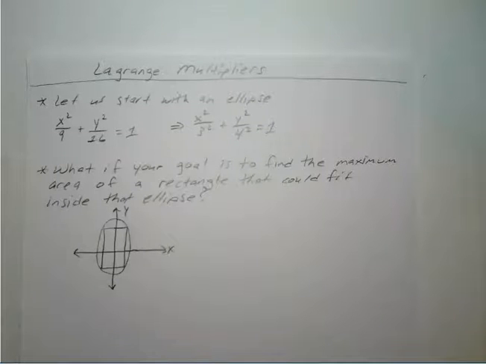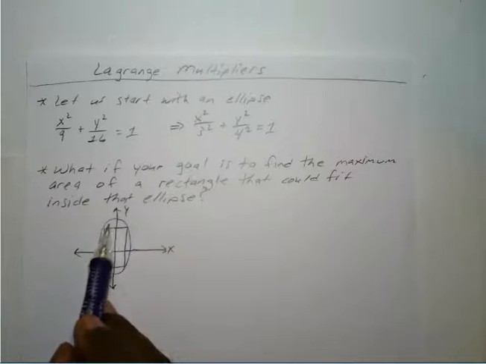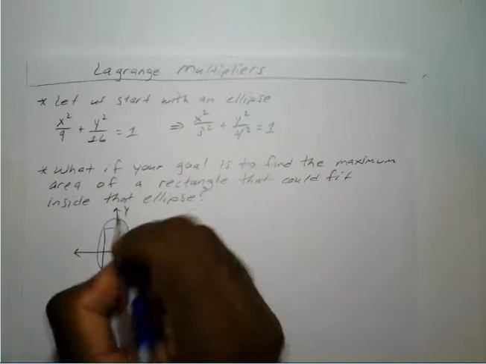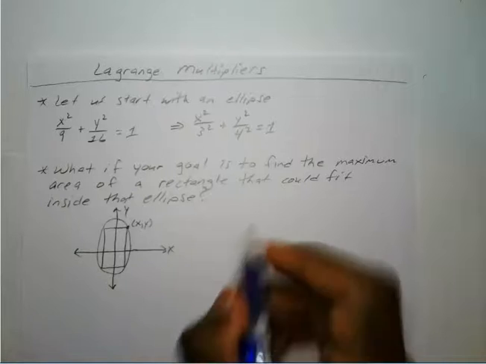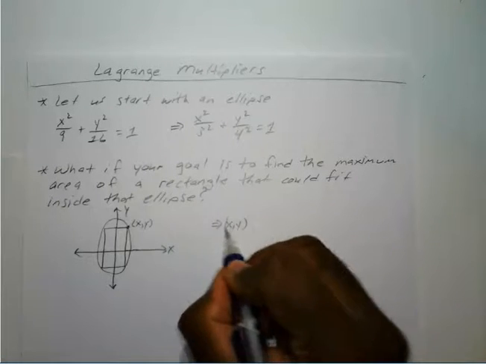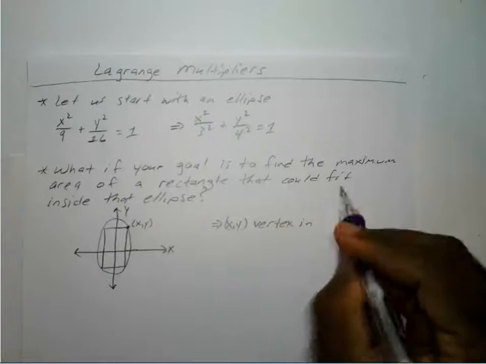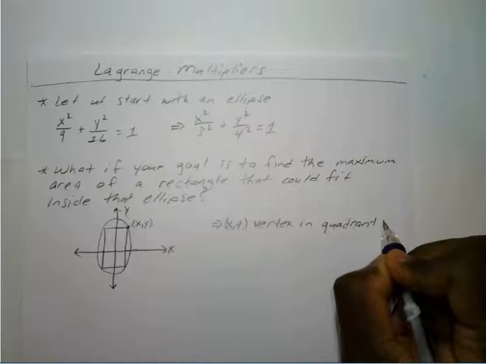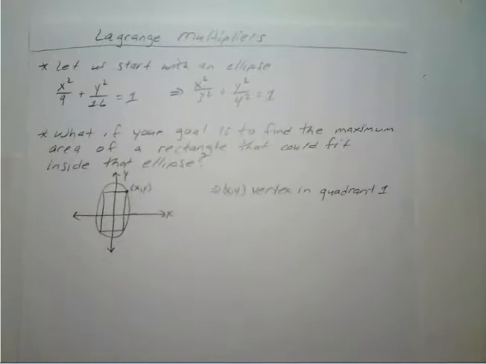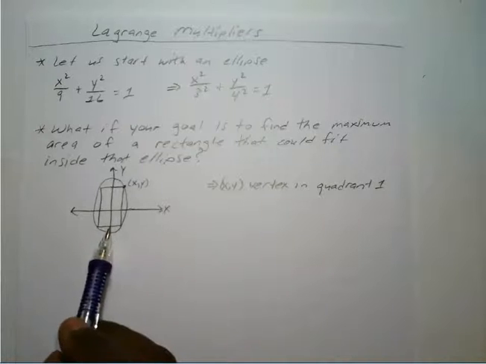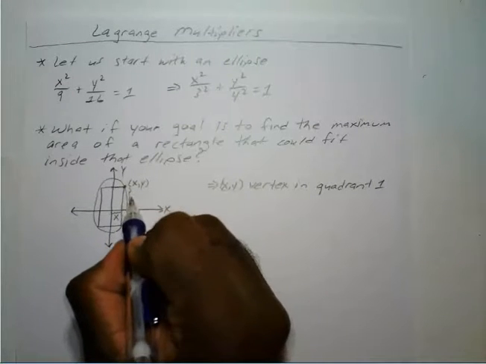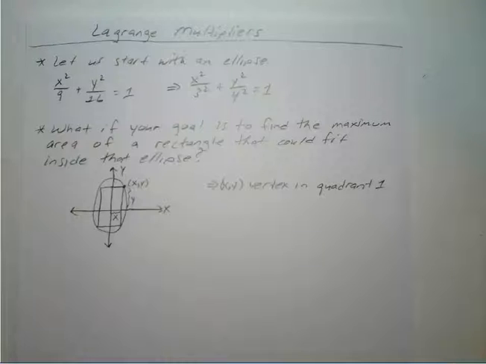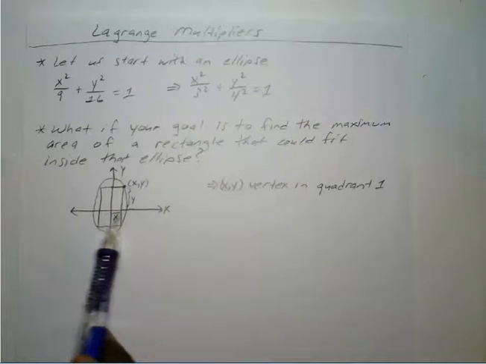Okay, so we have a rectangle, and we want to know exactly the largest area we could fit inside of that ellipse. Let's say this corner right here is our x, comma y. Our x, y is our vertex in quadrant 1. We see that this length is your x, and from here to here is your y. To find the width of the entire rectangle, you have x plus x, so the whole width would be 2x.